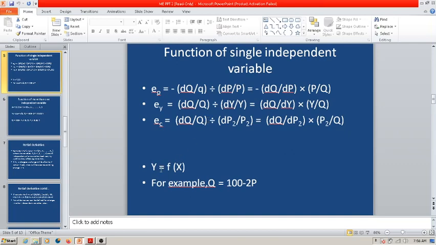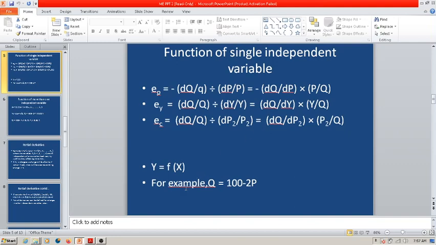That is, y is equal to f of x. This is the general format that we have been using so far. Y is the quantity demanded and x is the independent variable. It can be price, income, or the price of a related commodity. The thing is that we will be dealing with any one of the independent variables at a time. In that case, we made use of derivatives to calculate the elasticity in each case.